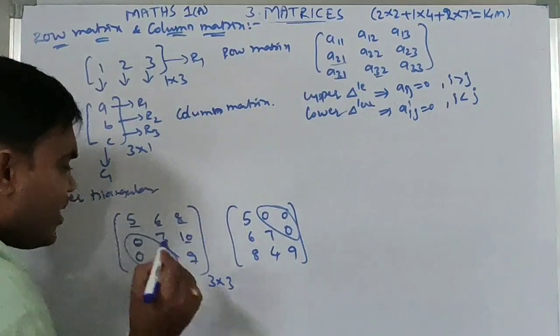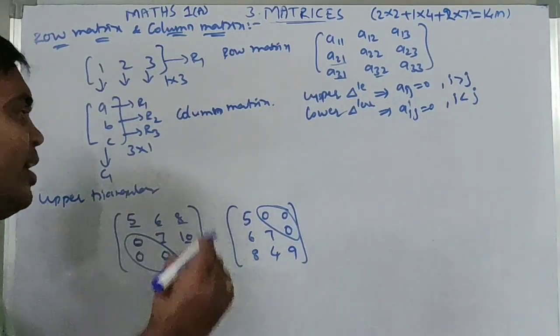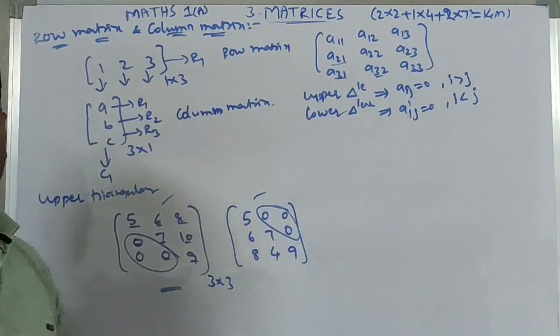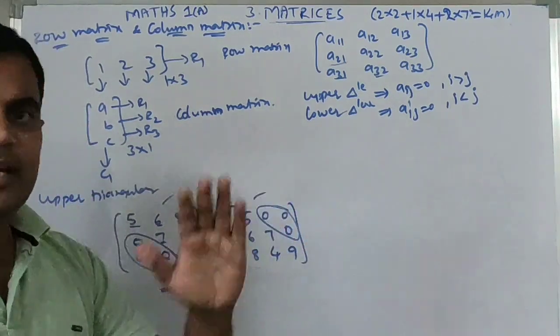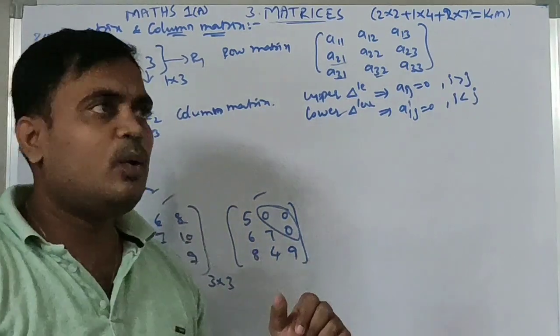So what kind of matrix is it? Upper triangular. What kind of matrix is it? Lower triangular. One is upper triangular, the other is lower triangular, but both are triangular matrices. If it is upper triangular, it is triangular. If it is lower triangular, again it is triangular. So a matrix is either upper triangular or lower triangular.